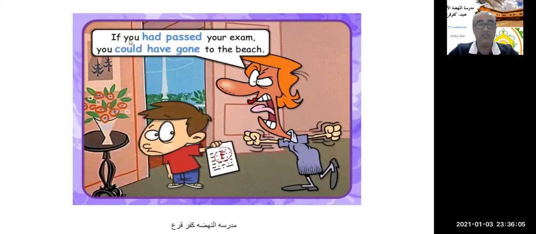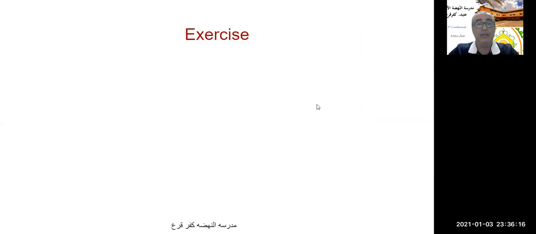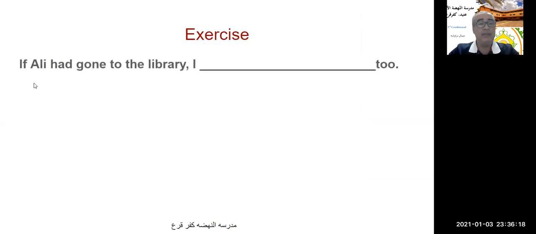How do you know? Because she says, if you had passed your exam, this means that you didn't pass your exam. And the result would have been that you could have gone to the beach. Let's exercise. Let's look at this sentence.